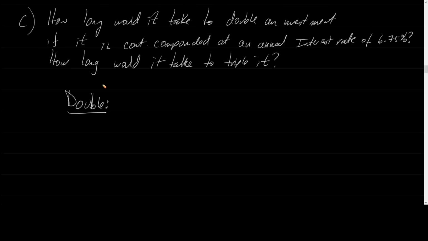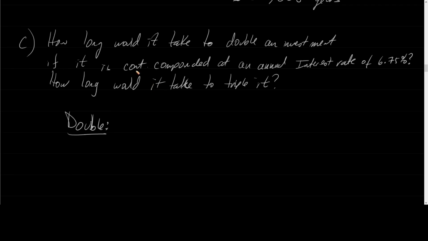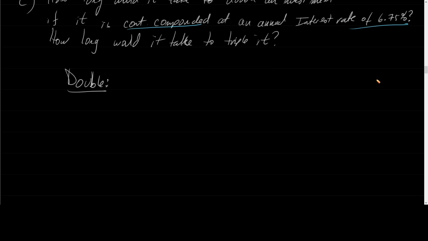Let's see what we know here. We know that it is continuously compounded, and it's got an interest rate of 6.75%. So what does that really tell us? Well, because it's continuously compounded, we know we're looking at A equals Pe to the rt. And notice that that's essentially exponential growth, y equals ae to the bx. It follows the same exact format. So that's how we know what formula we're going to be working with, the continuously compounded formula.